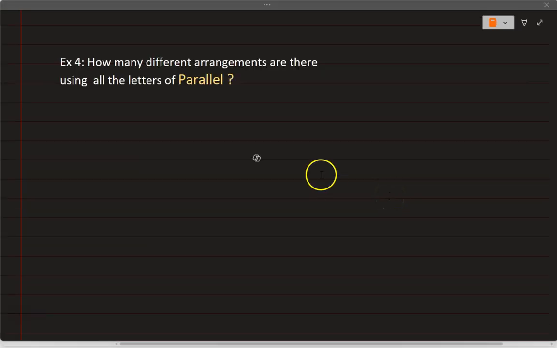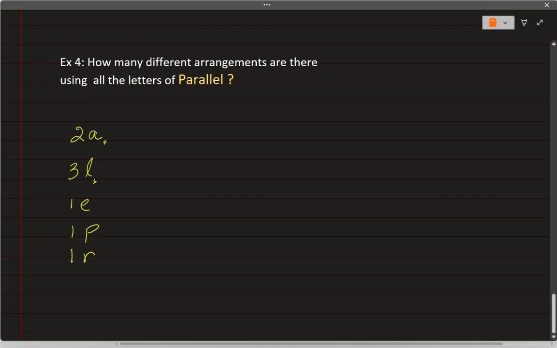All right, look at this question. How many different arrangements are there using all the letters of parallel? Let's write up which letters are repeated. P, there's only one P. For A, we have 2 A's. We have 3 L's, and then 1 E, 1 P, and 1 R. In total, we have 8 letters.